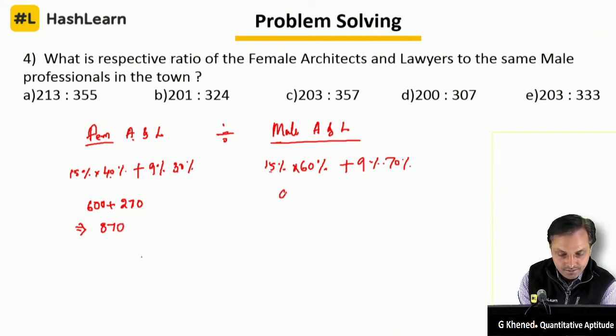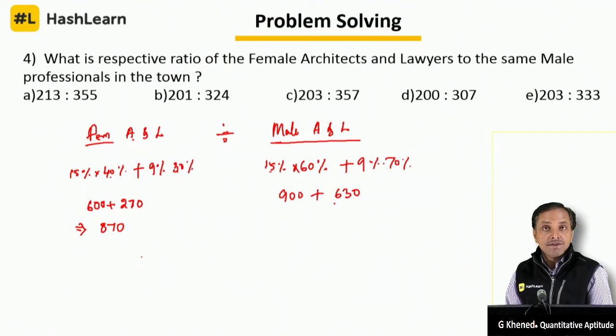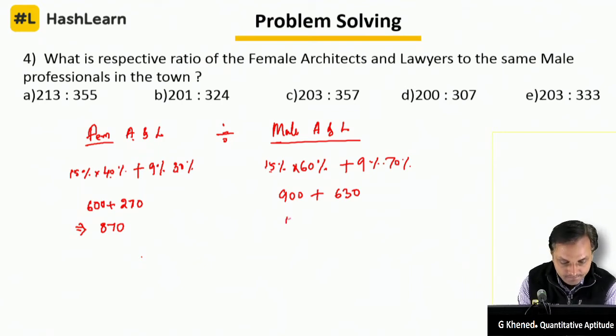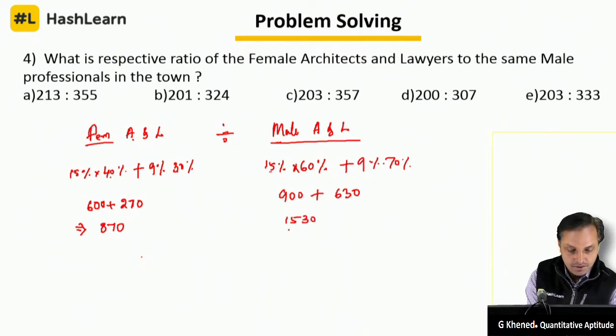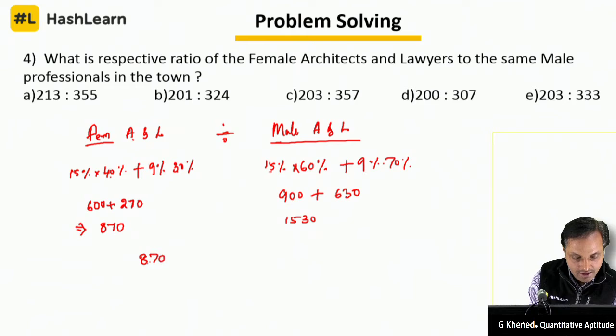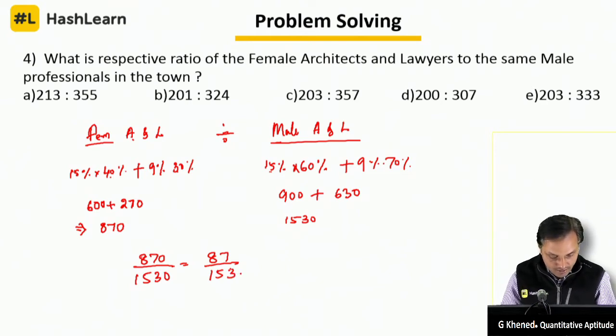(15 into 6). 9 sevens are 63, that is 630, that will give you 1530. So they are asking you to find the ratio, which you can write as 870 divided by 153. So what is 87 by 153? So 87 by 153.